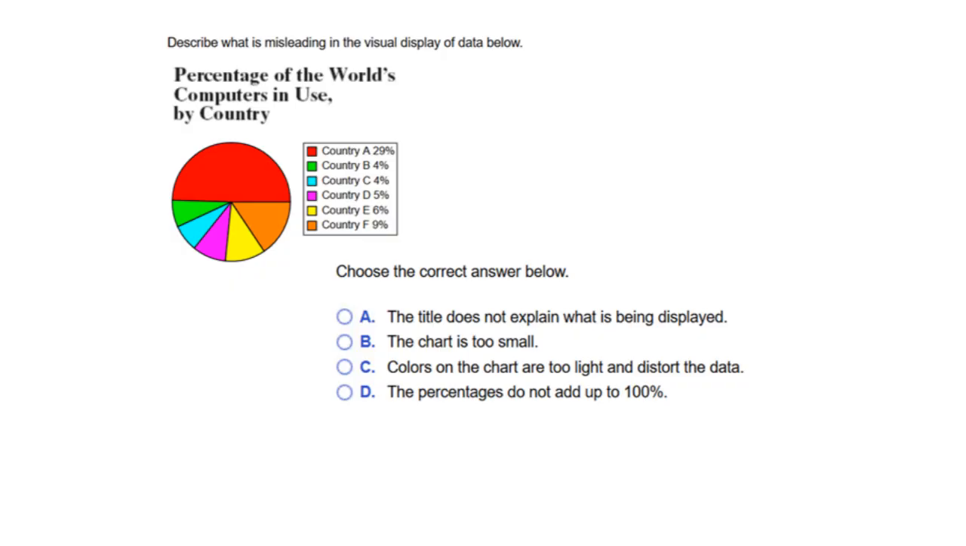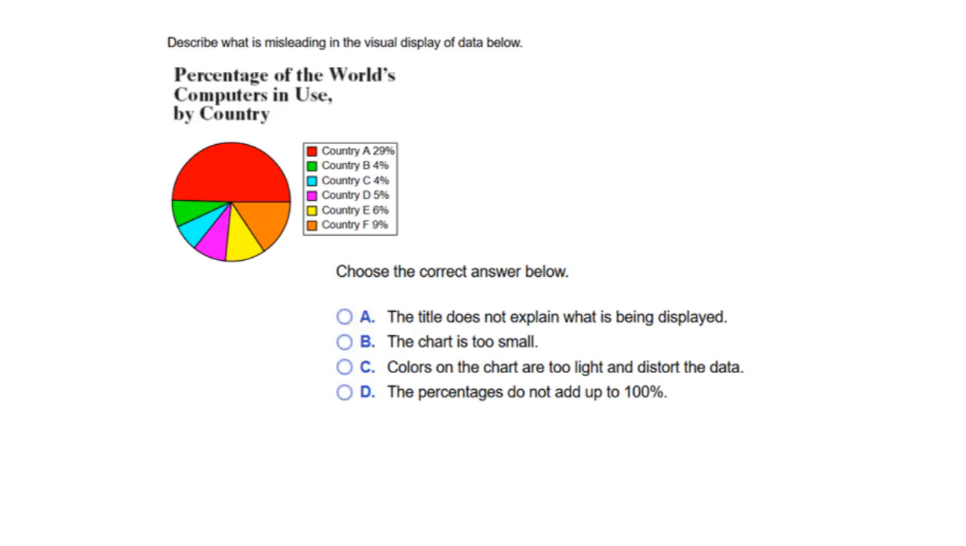For this slide, we need to describe what is misleading in the visual display of data below. So they're already telling us something is wrong. Let's read the title. Percentage of the world's computers in use by country. All right, they give us a key, the little box that has colors in it. It says country A is 29%, country B is 4%, and so forth through each of the color-coded countries.